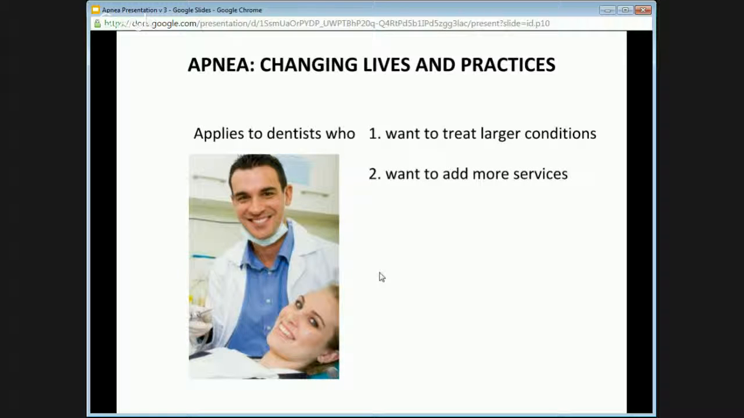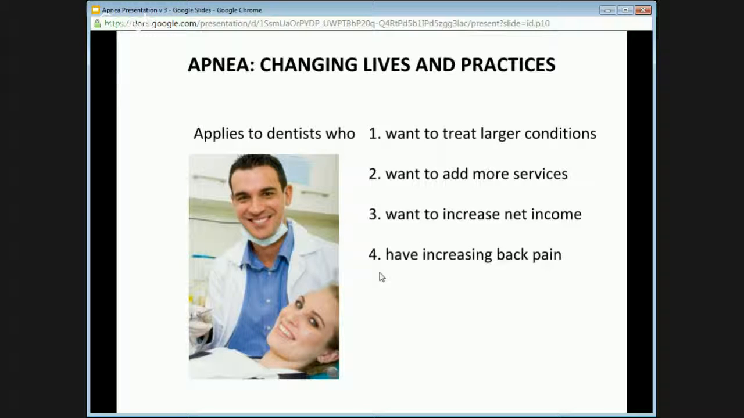And another thing that I hear all the time is I want to add more services to my practice. Maybe you do a lot of drill and fill. Maybe you do a lot of implants, but you want to add some other services. This is the perfect opportunity for you, because you can add these services. Your patients will absolutely love you, and it will increase your net income. When you do it correctly, it'll increase your net income.